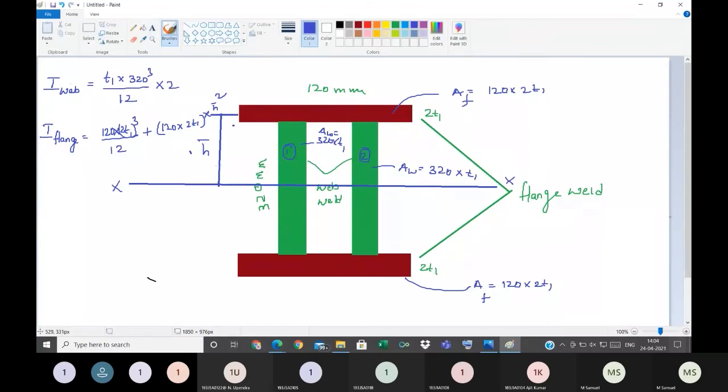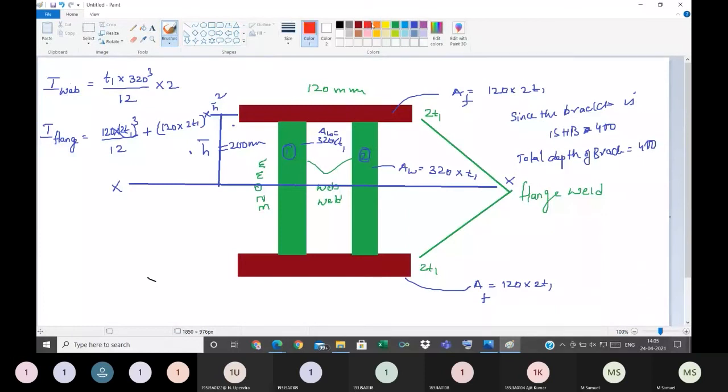How much would it be? It is ISHB 400. Since the bracket is ISHB 400, the total depth of the bracket is going to be 400. So what would be the distance from the midpoint to the top? 200, that is 400 by 2, right?